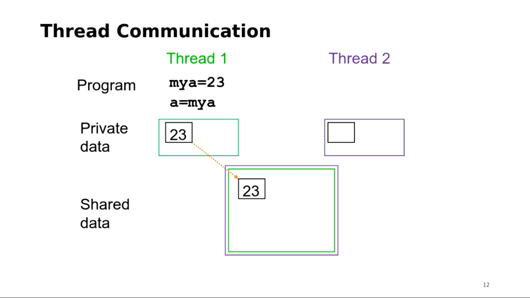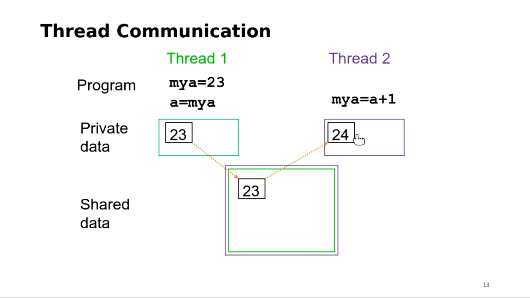So then if thread 1 wants to transfer that value to thread 2, it could copy that value into a shared variable called A, which happens to live in the shared data space. So that would also have the value 23. And then at some point later, thread 2 could read the value from A and then do some computation with it, like add 1, and store the result in its copy of myA, which lives in thread 2's private data space.